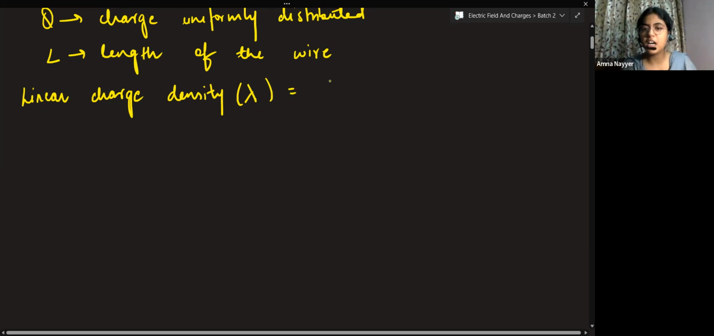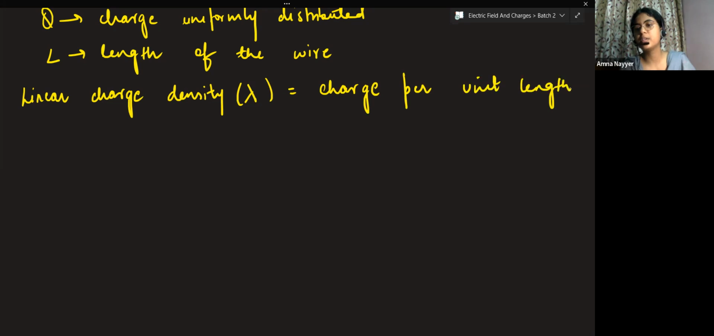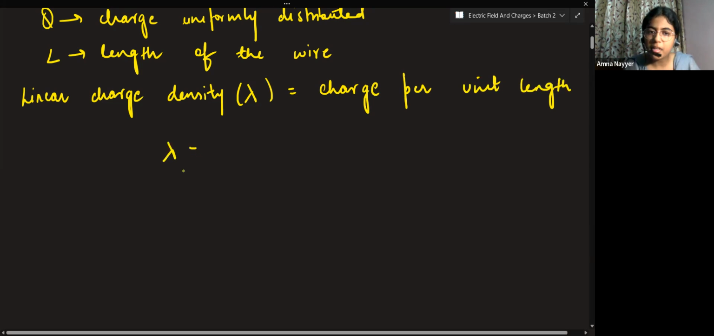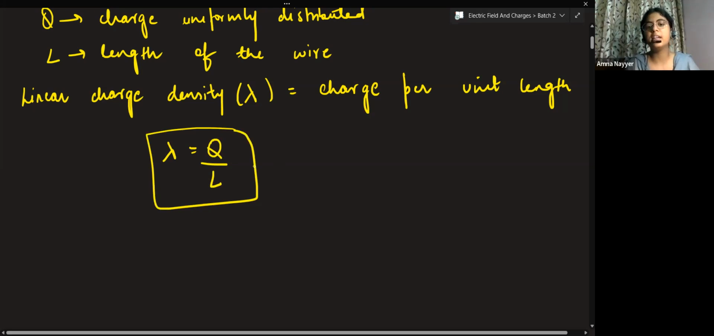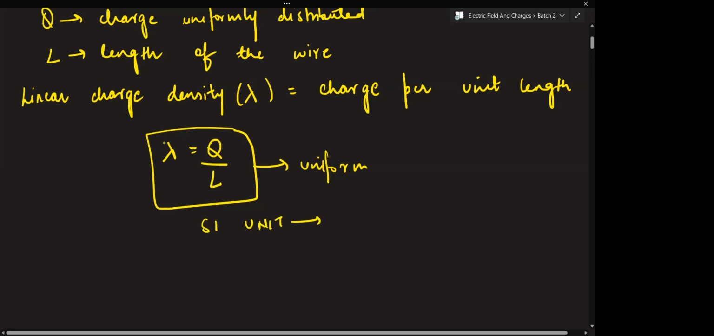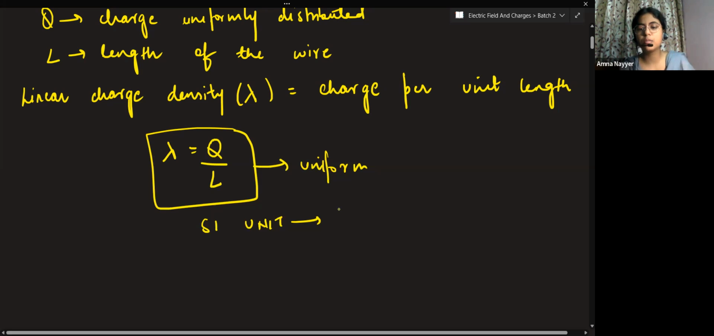So linear charge density means charge per unit length. Charge per unit length is linear charge density. So lambda will be whatever is the charge per unit length. This is valid if the charge is distributed uniformly, for uniform distribution. So what will be the SI unit? Coulomb per meter, correct. Charge SI unit is coulomb and length is meter, so SI unit will be coulomb per meter.